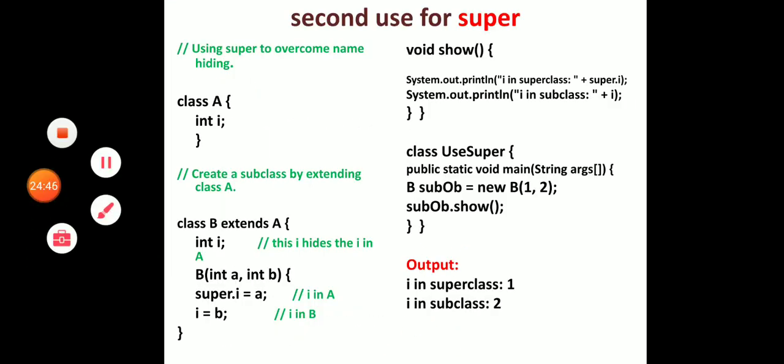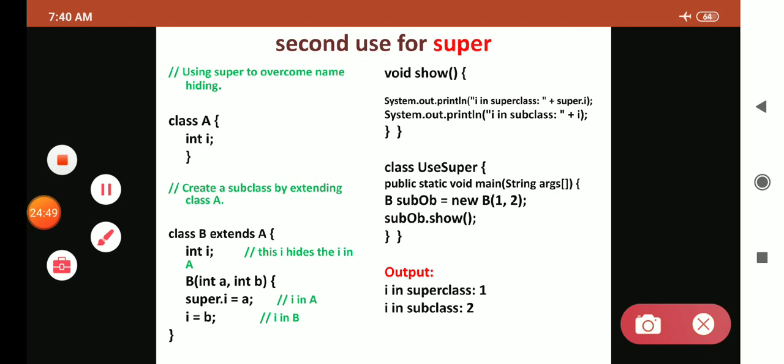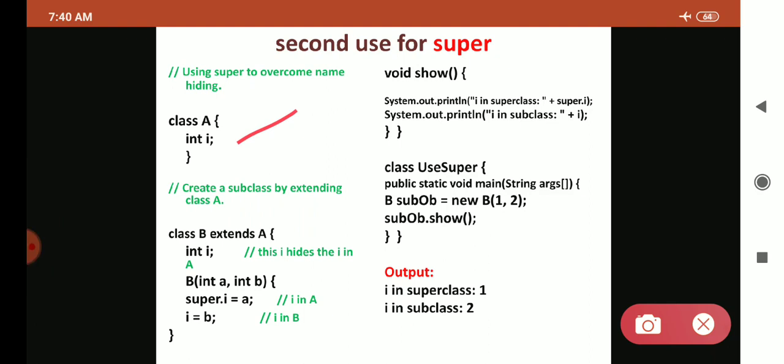Well, let us try to understand what is the next use of the super keyword. Sometimes in the superclass there is a variable called I. In the subclass, that is B extends A, there is also an I. So whenever this I is accessed in B, it will always take I of B. It will not go for I of A. So I of A will always be hidden. I of B will hide I of A. To overcome this, we have the super keyword.